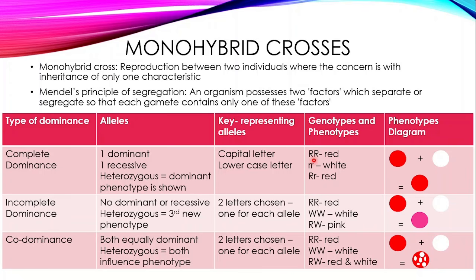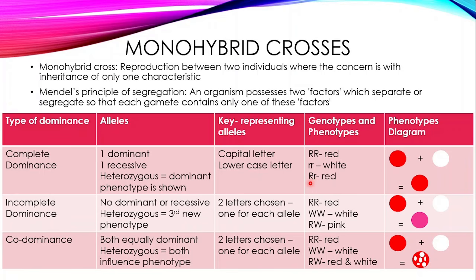So for the genotype here, red is now the dominant trait. So a capital R and a capital R show red, a lowercase letter r and a lowercase letter r show white. Notice that we don't use two different letters here. We use the same letter as a capital letter and as a lowercase letter.